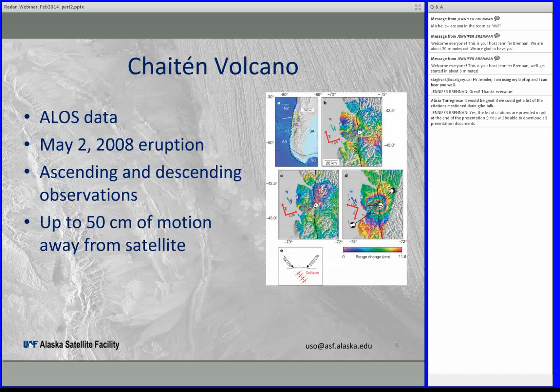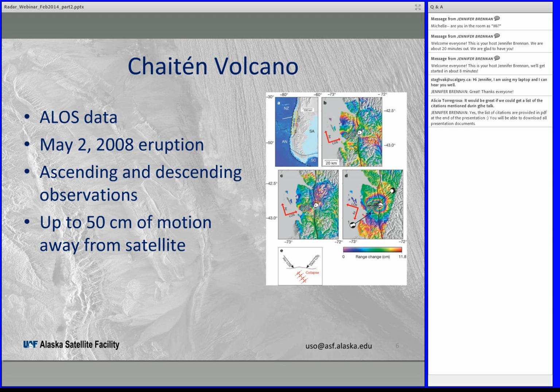Employing the technique of InSAR is a paper by Wicks and others, published in 2011 on the 2008 eruption of Chaitén Volcano in Chile. The eruption of May 2, 2008 was an explosive eruption of rhyolitic, which is a high silica and very viscous magma, which ascended from more than 5 kilometers depth in less than 4 hours with very little warning. Only 2 days of precursory seismic activity was detected.